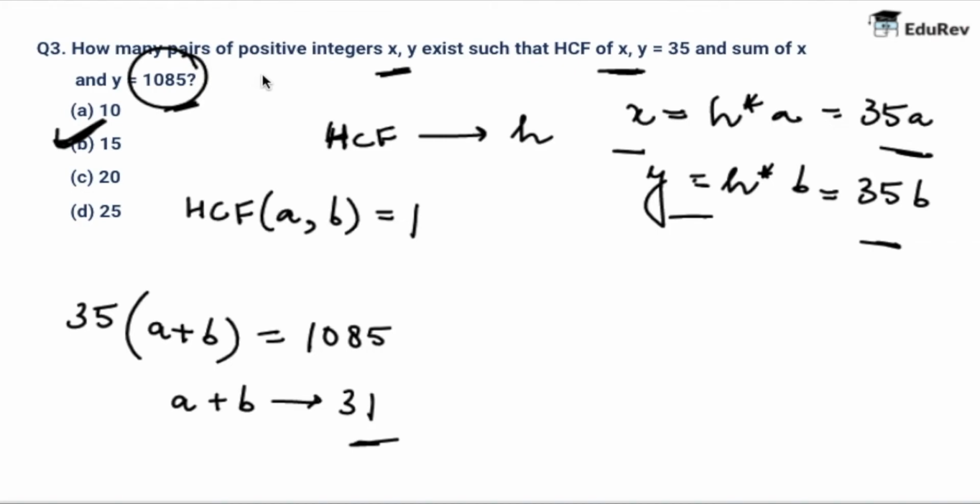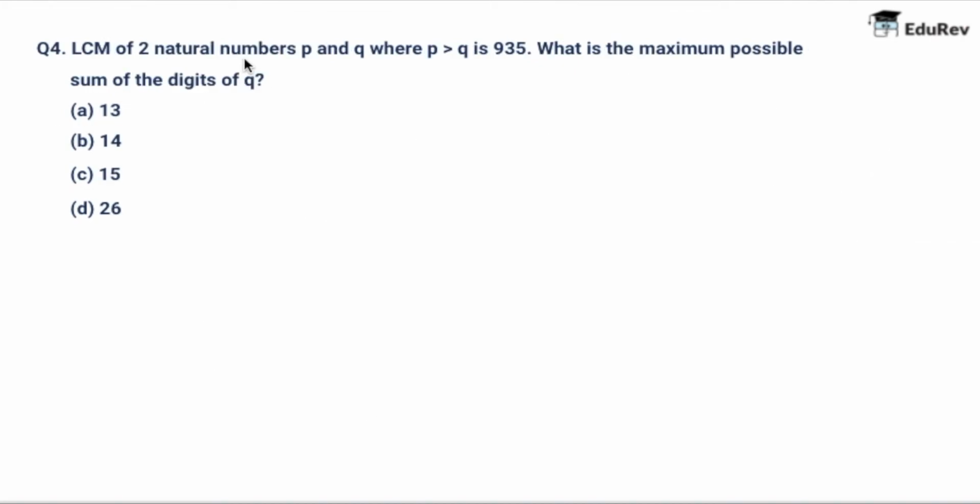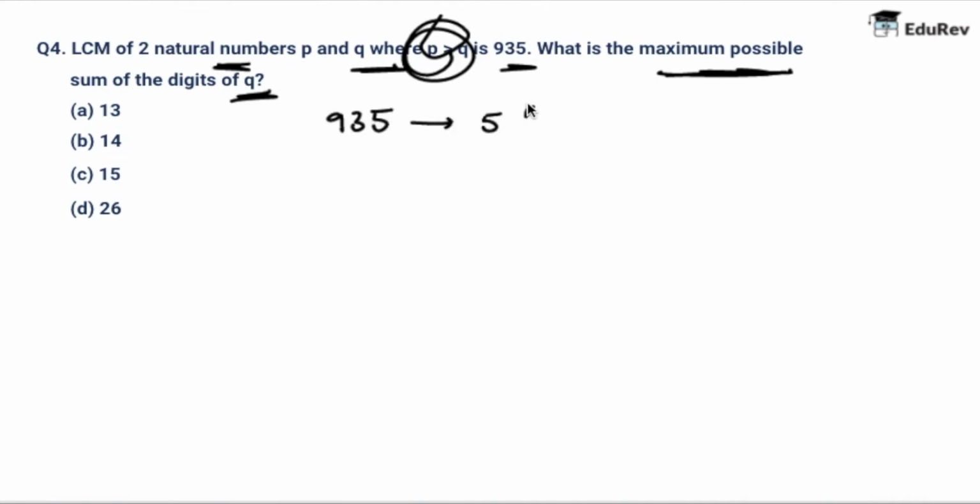So let's move on to question number 4. Question number 4 states that the LCM of two natural numbers p and q, where p is greater than q, is 935. What is the maximum possible sum of digits of q? Now we know that 935 is 5 into 11 into 17. Let p equal h times x and q equal h times y, where h is the HCF of p and q.